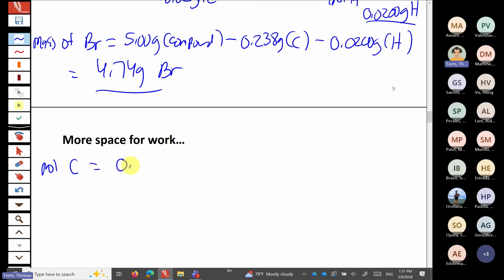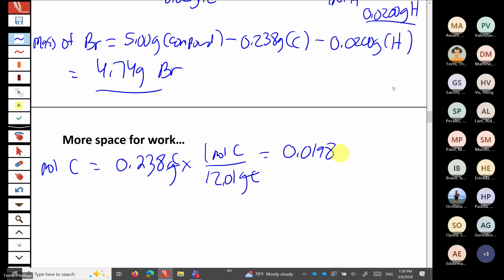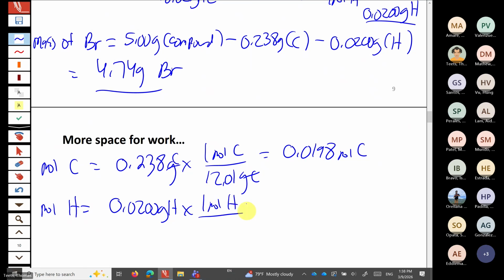So moles for carbon, we found there's 0.238 grams. We're really just undoing the last step of our calculation, where we converted moles to grams. Now we convert grams back to moles by using the atomic mass of carbon. That's 0.0198. For hydrogen, we found that there was 0.0200, and the atomic mass for hydrogen is 1.008. So we're just converting grams back into moles.